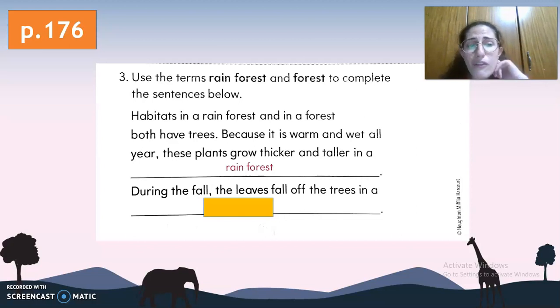Now, during the fall, the leaves fall off the trees in a... let's think. During the fall, the leaves fall off the trees. Where does this happen, in a forest or a rainforest? In a forest, correct. How do we know? Because we know that in a forest nature changes with the season. What does this mean? It means that during the fall, the trees lose their leaves, and then during the spring, the trees grow new leaves.